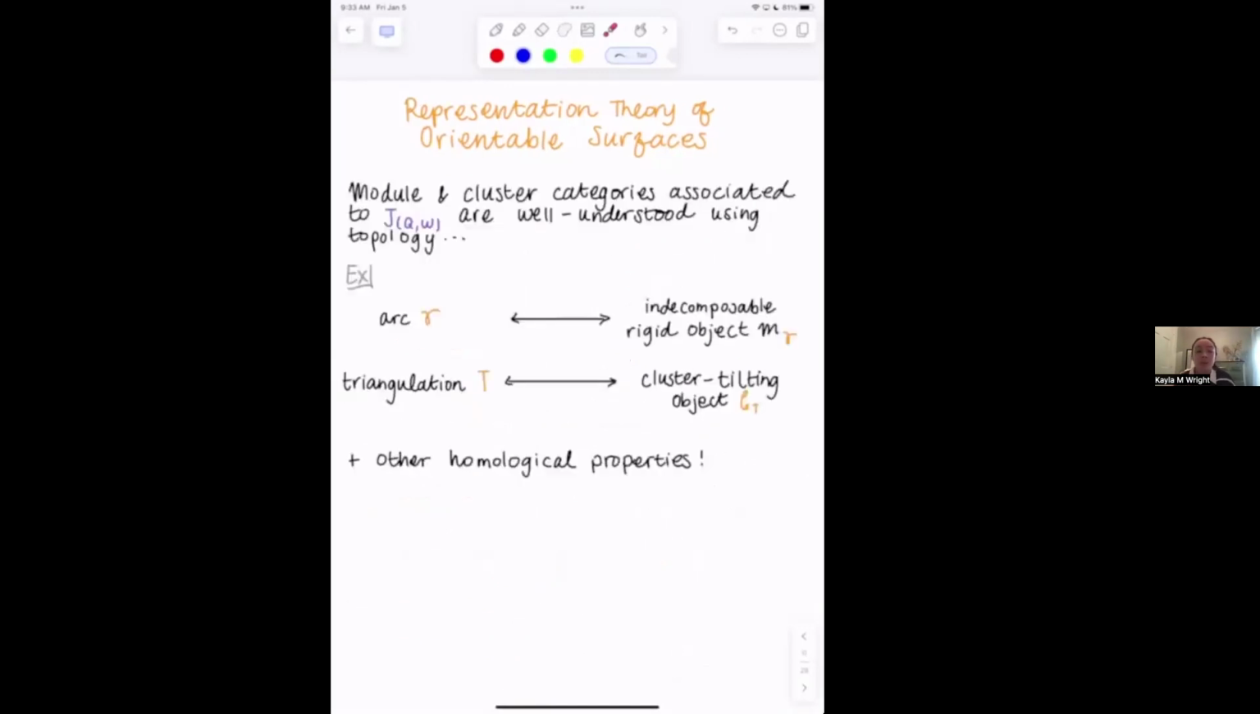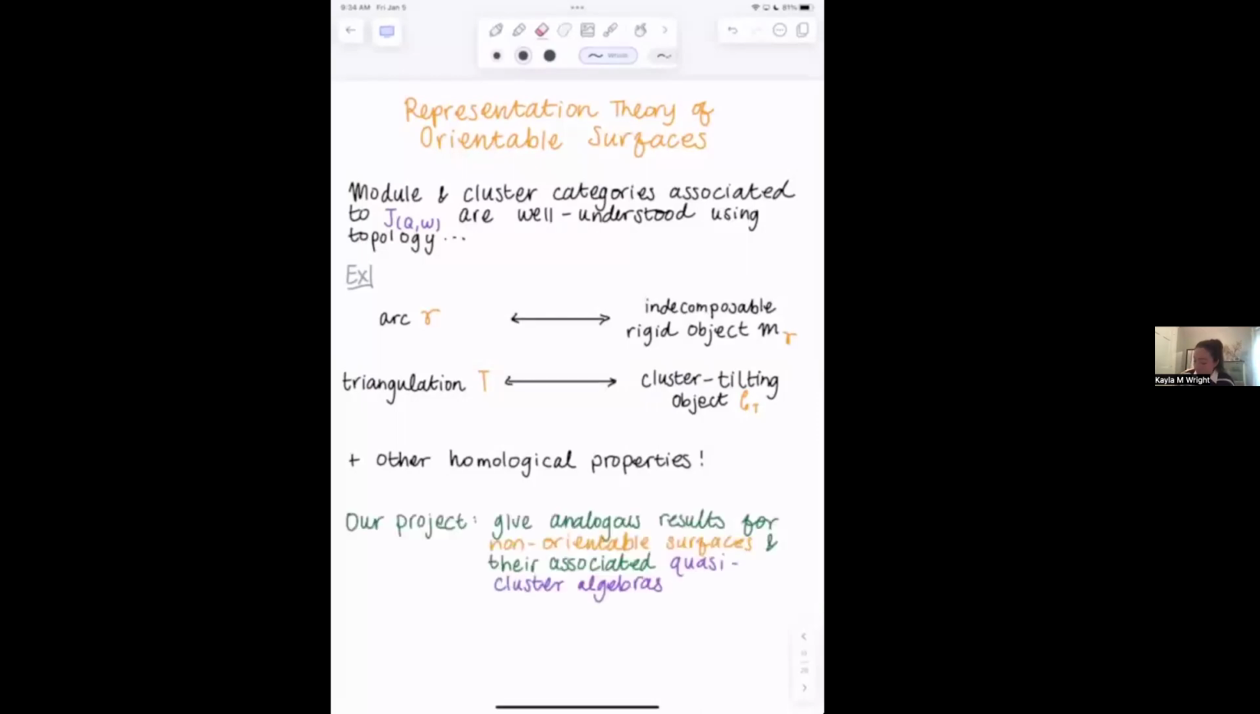It turns out that the representation theory is very nice in this setting. The algebra that you get is a gentle algebra, it's finite dimensional, and the module and cluster categories are well understood using the topology. The examples I'm giving again are the correspondences we saw before, that arcs are indecomposable rigid objects and triangulations are cluster tilting objects, plus lots of other nice homological properties. We want to give these analogous results for non-orientable surfaces and their associated quasi-cluster algebras.